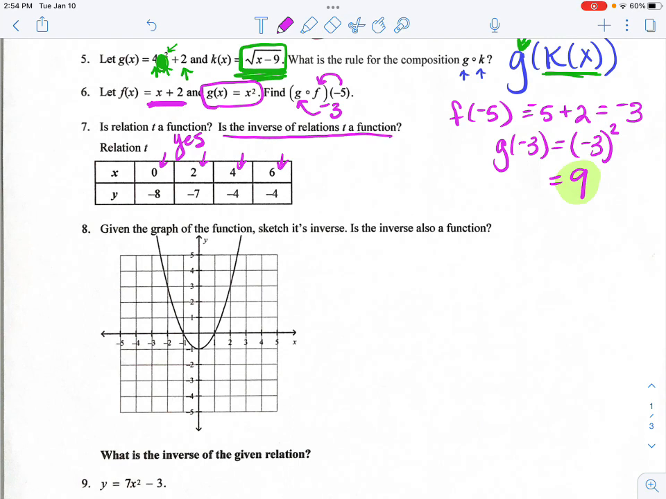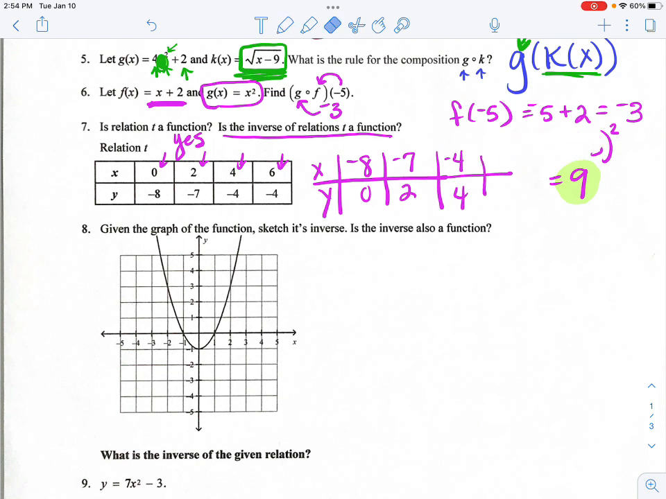Okay, so if I were to write the inverse, which I'm about to do, that means I'm going to trade the x value and the y value. So that becomes negative 8 and then 0. And then negative 7 and then 2. And then negative 4 and 4. Hopefully you got that written down. Negative 4 and 6, right? All I did was I just switched these two, because we talked about many times that's really all inverse is when you switch your domain and range.